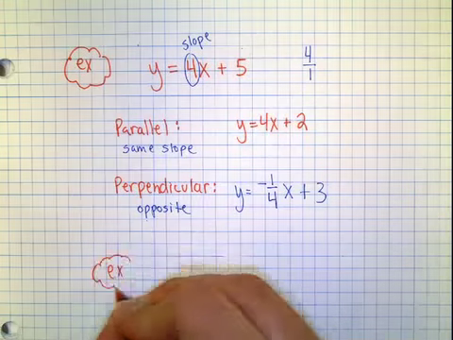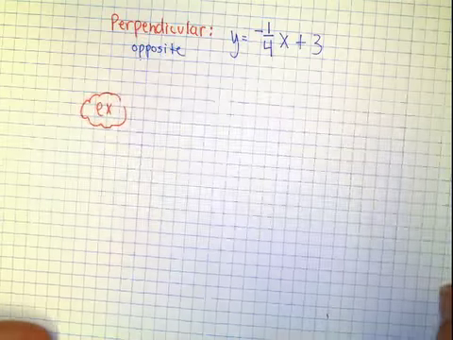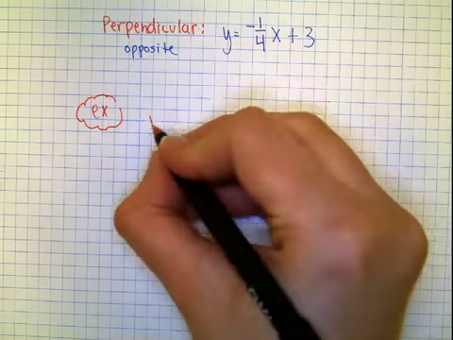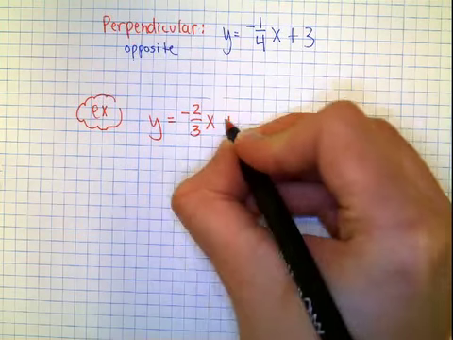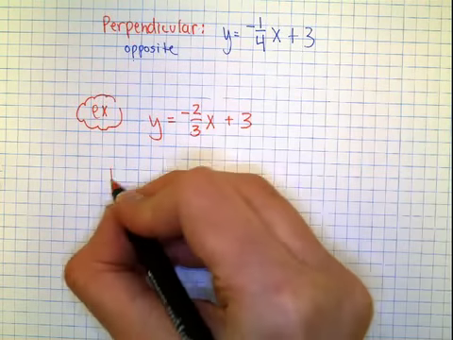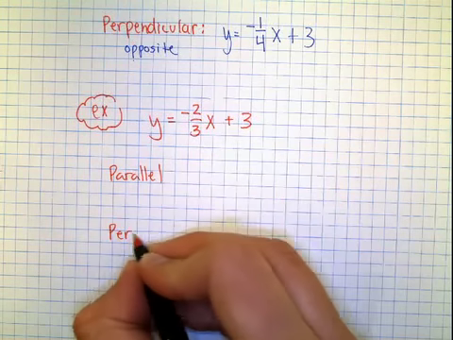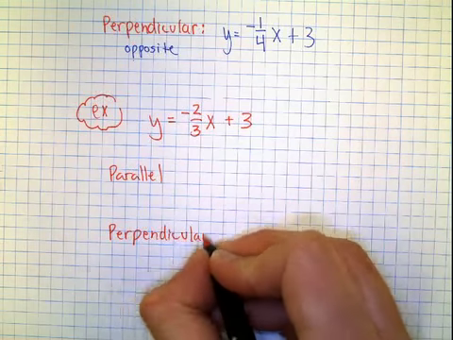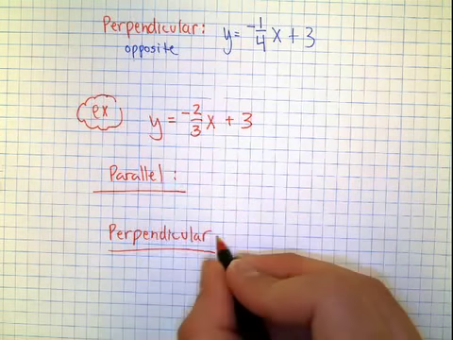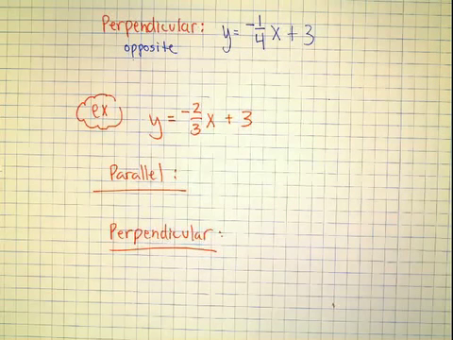So now you try one. Pause the video and see if you can solve this problem. Take the rule y equals negative 2/3 x plus 3 and write an equation that is parallel and write an equation that is perpendicular. So try it. Pause the video, do it on your own, and see what you get for an answer.